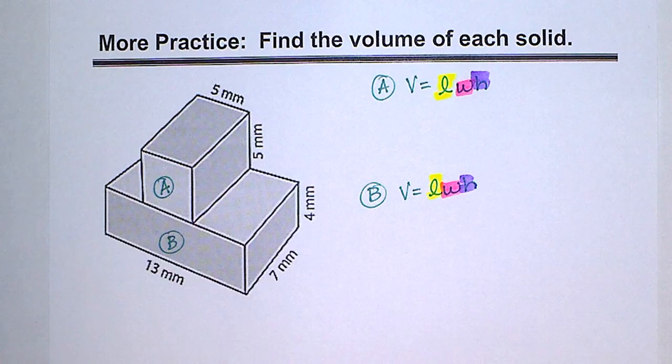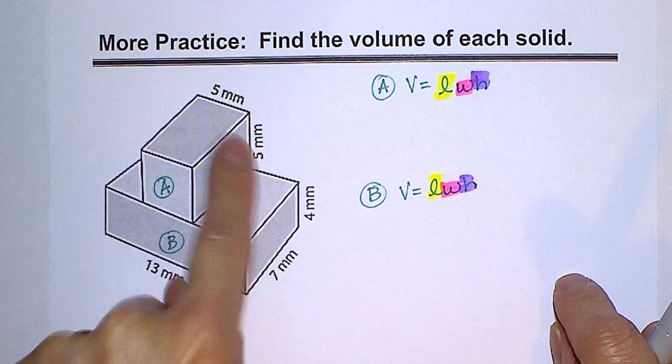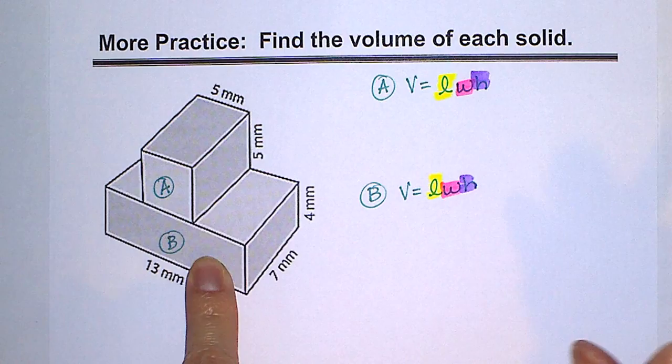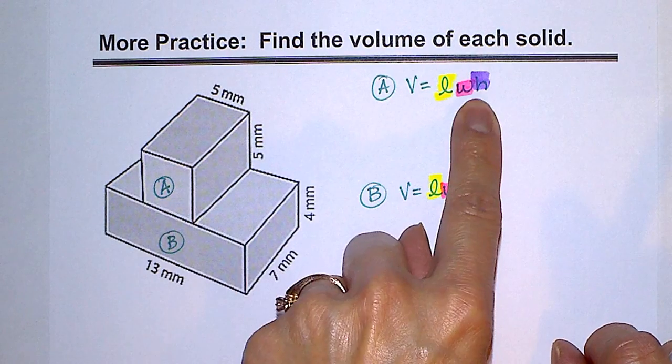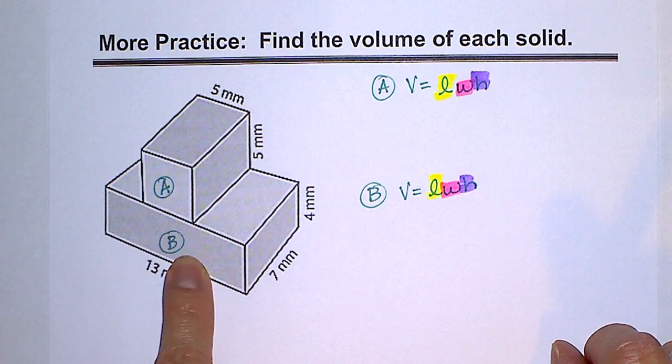Let's try some more practice with finding the volume of each solid. Now, you'll notice I've already broken up this set of prisms into two separate ones. So I'm going to look at the one on the top, so I'm going to do that work here, and then I'm going to label the one on the bottom B, and I'll do that work here.